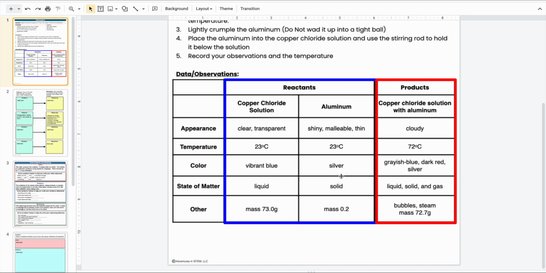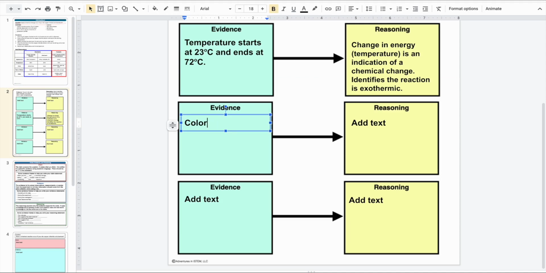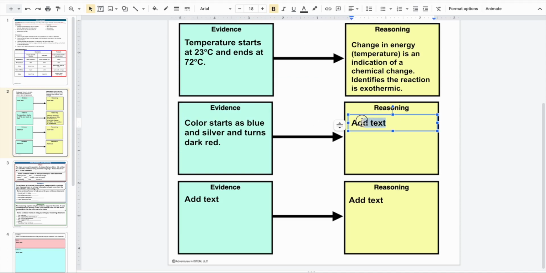We have vibrant blue and silver, and now it is a grayish blue, dark red and silver. So it went from a blue and silver to a red. Now that is a color change that is uncommon. So we're looking for uncommon color changes, not something that you would find if you mixed paint together. So for example, if it went from blue and red and made purple, well, that's something you can do with food coloring. So that doesn't really indicate a color change. But going from blue and silver to a dark red, now that's unusual and that would indicate a color change. So I'm going to record that evidence. And why am I doing that? Because again, color change is evidence of a chemical reaction.